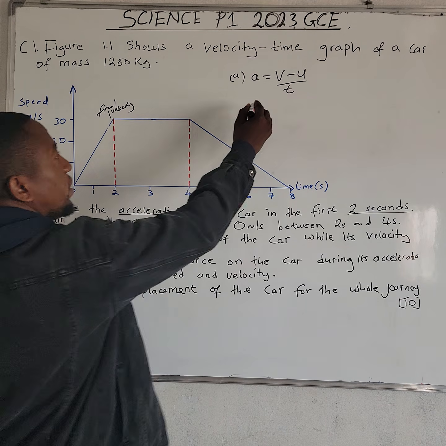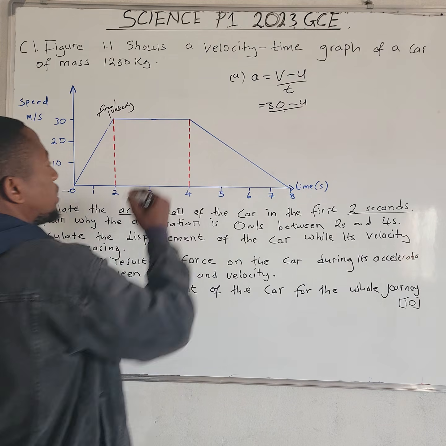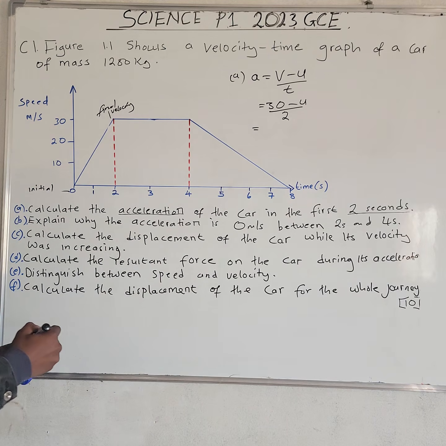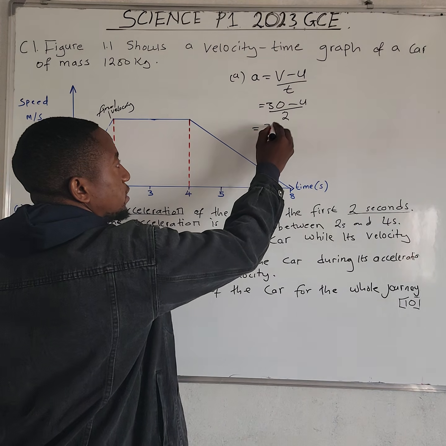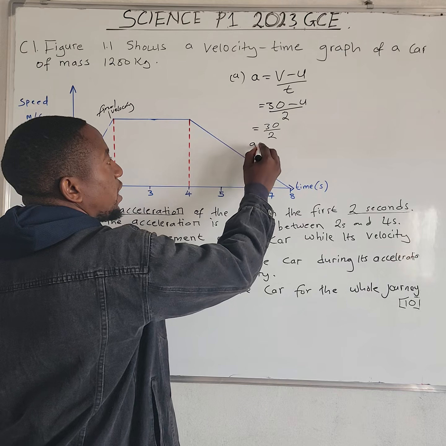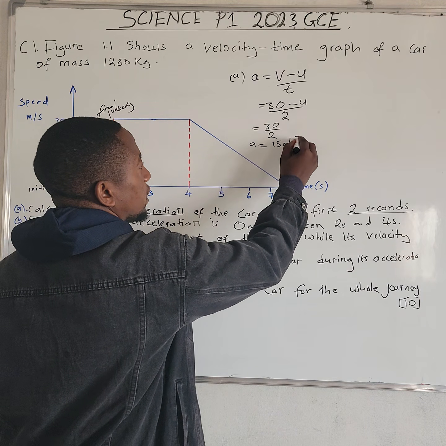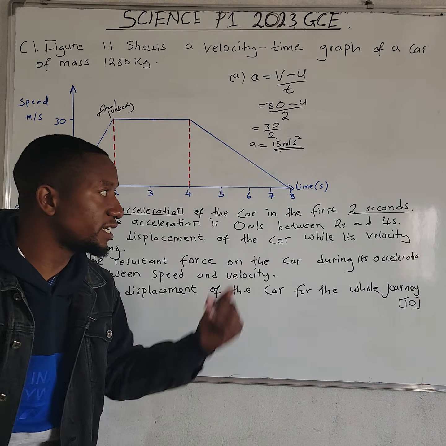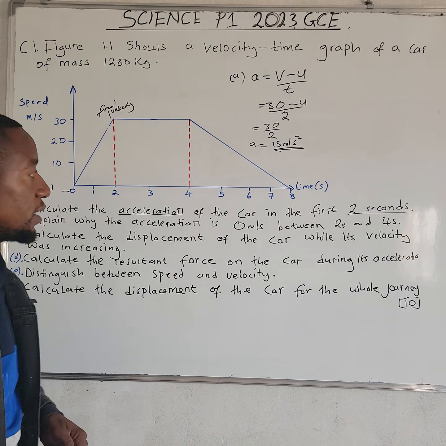So here we are going to say 30 minus 0 divided by what is our time? We have said in the first 2 seconds. The reason why we have said 0 is because the car started from rest, so the initial velocity was 0. So what is our acceleration? Our acceleration is 15 meters per second squared. So that is our answer. Let's proceed.